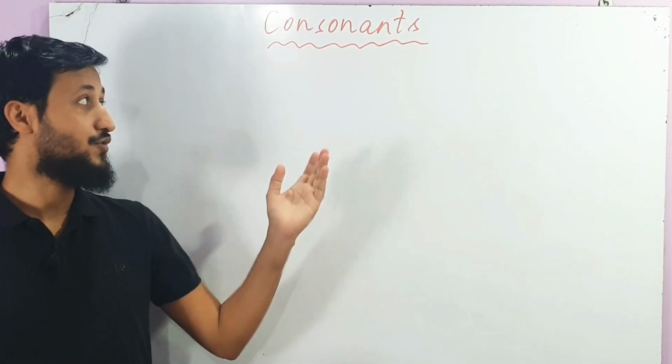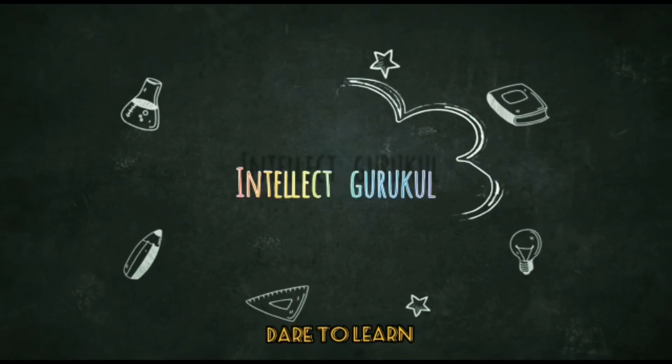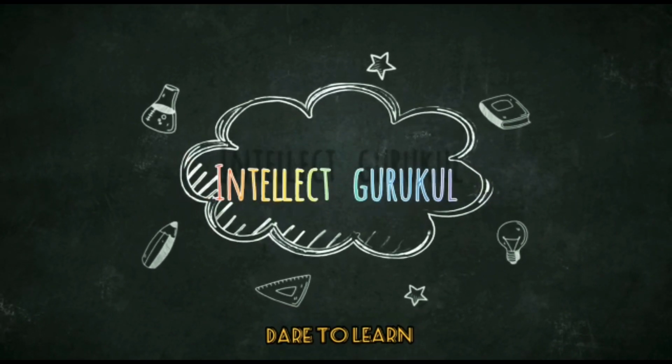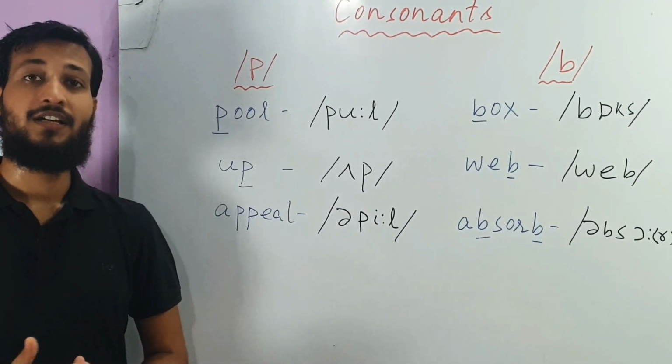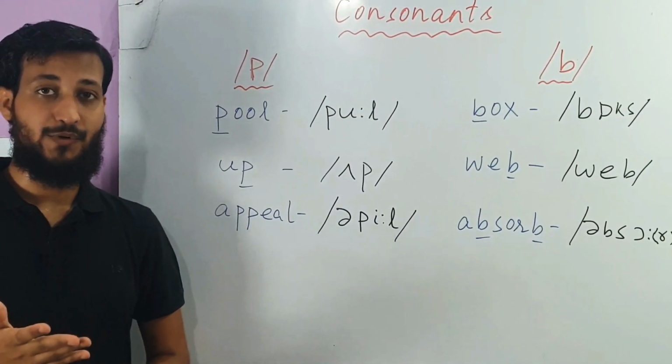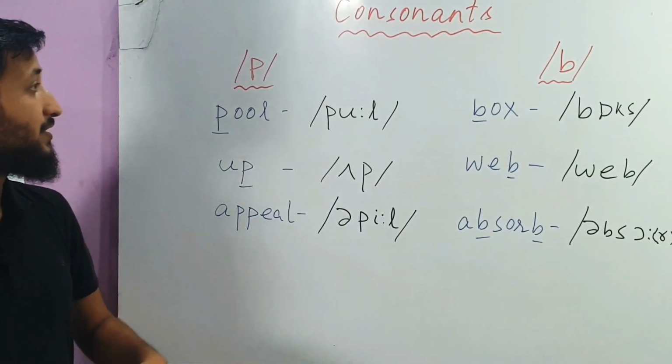So let's start with the consonant sounds. I'm going to pronounce each word twice. You listen to me carefully and practice. The first two sounds are these sounds.